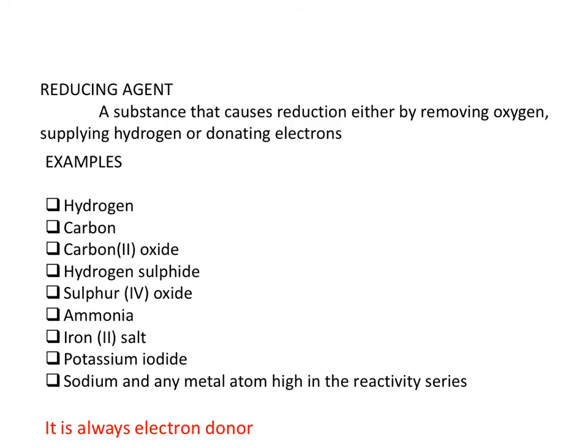Examples are hydrogen, carbon, carbon 2 oxide, hydrogen sulfide, sulfur 4 oxide, ammonia, iron 2 salts, potassium iodide, sodium, and any metal atom higher in the reactive series. If you remember in the two examples, the iron 2 salt is acting as the reducing agent, while chlorine is the oxidizing agent. Iron ended up being oxidized while chlorine was reduced.